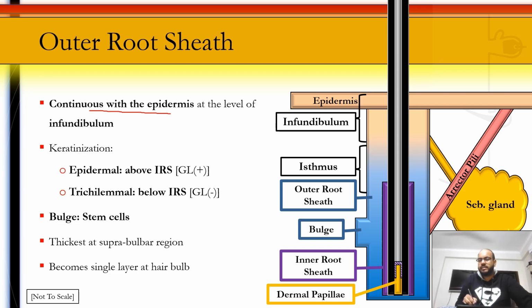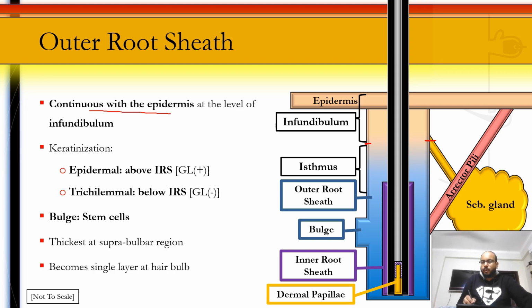Outer root sheath is continuous with the epidermis of the skin at the level of infundibulum. So infundibulum ends wherever the duct for the sebaceous gland pours into the follicle. So at that level you have the infundibulum from the opening to the attachment of the sebaceous gland. Clear? At the attachment of the sebaceous gland, ORS becomes continuous with the epidermis. Clear?